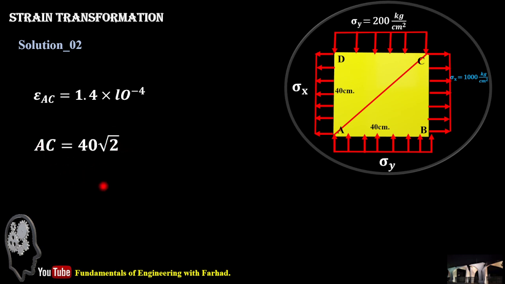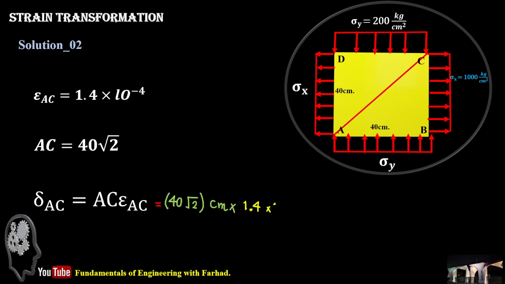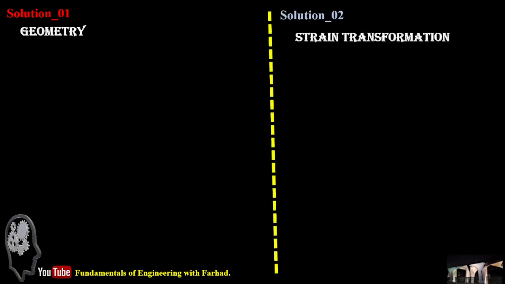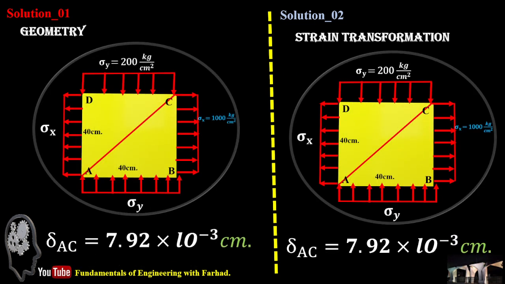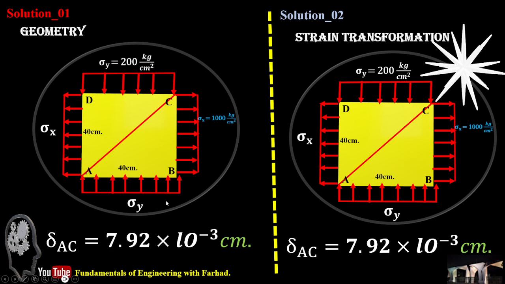AC is 40 square root of 2, and delta AC is AC times epsilon AC. If you multiply these numeric values, it gives you the same value, 7.92 times 10 to negative 3 centimeters. Comparing the two solutions, solution 1 with geometry and solution 2 with strain transformation, they give the same numeric value for delta AC, and we strongly recommend the second solution in terms of simplicity. Thank you. We'll solve more problems.